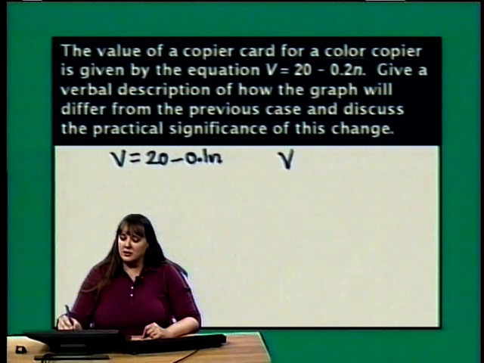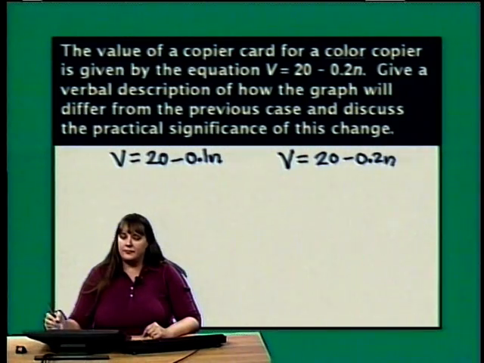Now we're being asked to look at this model for a color copier, v equals 20 minus 0.2n. The vertical intercepts of these two graphs would be the same, 0, 20. But for our color copier, the slope is now negative 0.2, the coefficient of n. This is telling us that the value of the copy card is decreasing at a rate of 20 cents per copy. So when we look at the graphs, the graph of the new model should be steeper than the graph of the second model that we looked at.